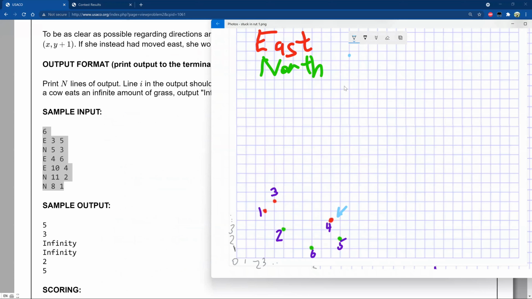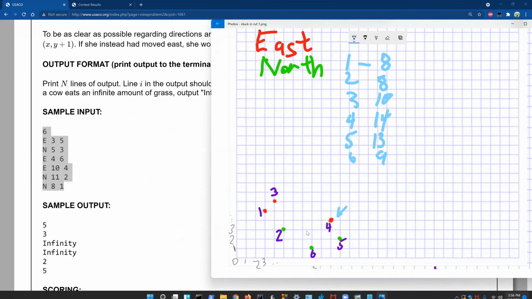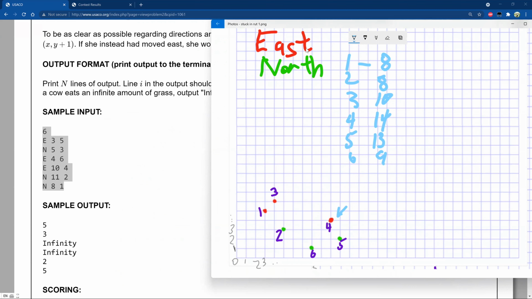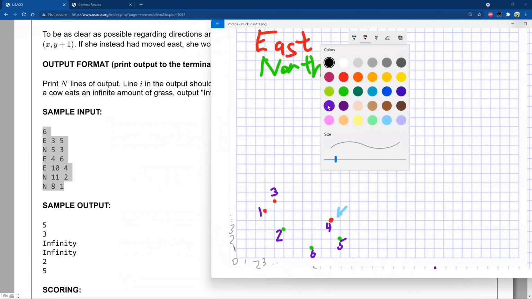Cow number 1 has X plus Y of 8. Cow number 2, X plus Y is also 8. Cow number 3, X plus Y is 10. Cow number 4, X plus Y is 14. Cow number 5, X plus Y is 13. Cow number 6, X plus Y is 9. So cow number 4 has the largest X plus Y. Oh, wait, X plus Y, what does that even mean?